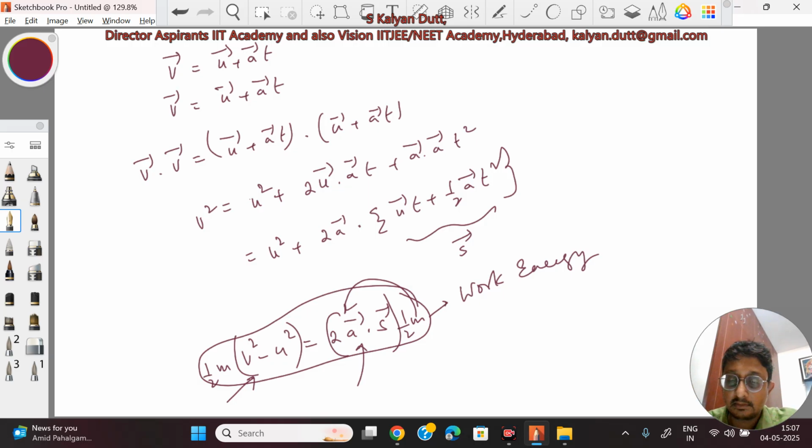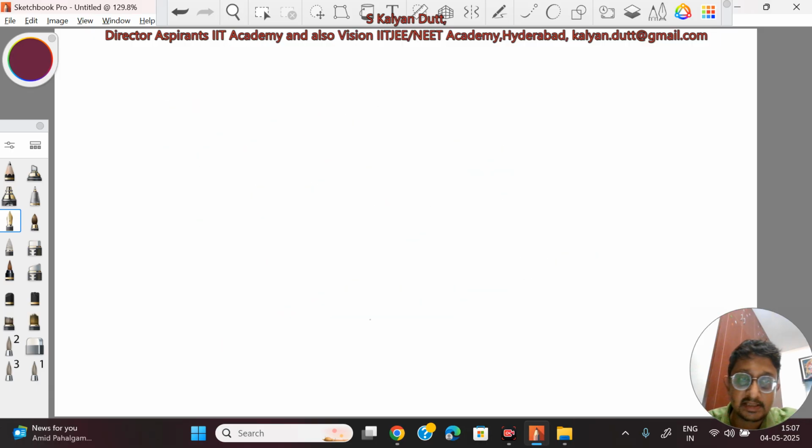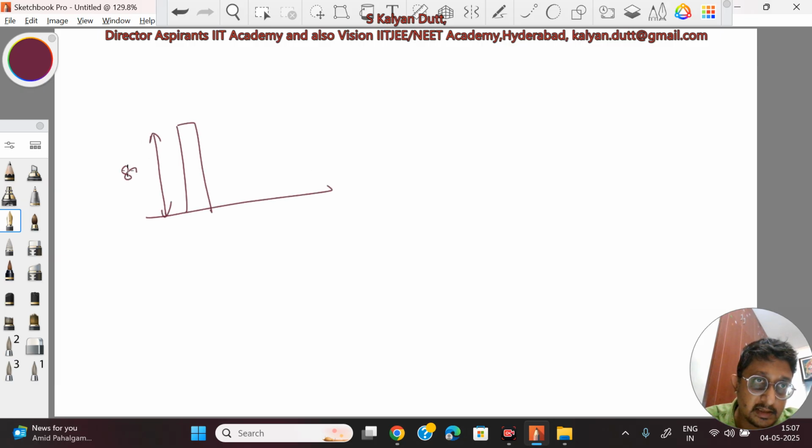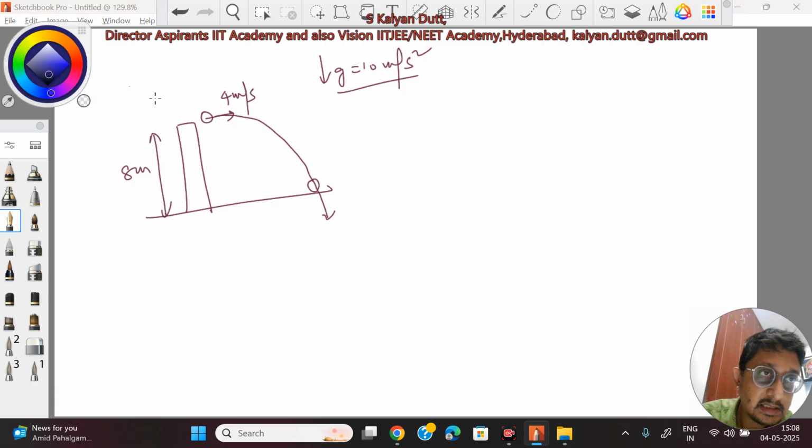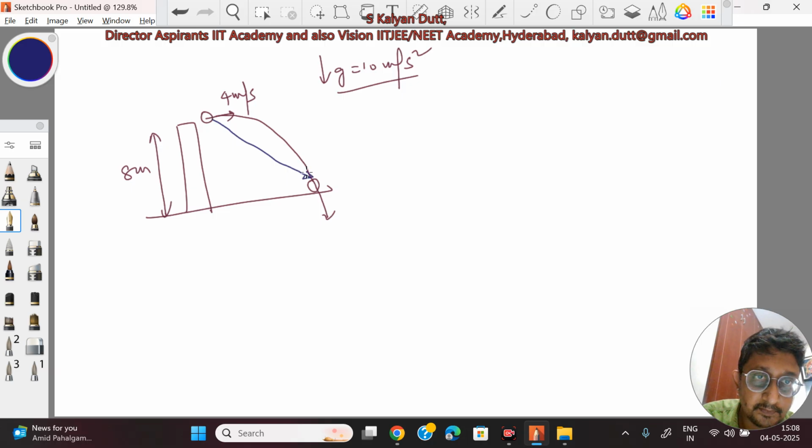Now, what is the difference? Why am I stressing on 2a dot s? Suppose there is a wall of certain height, let us say 8 meters, and a ball is thrown horizontally with, let us say, 4 meters per second, and acceleration due to gravity is 10. Suppose I want to find the speed of the ball by the time it comes down here. Of course, it's going in a parabolic path, and I am assuming g is constant. So the displacement of the ball is this line segment, and a or g is in this direction.